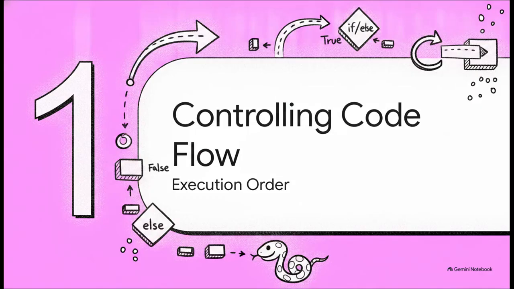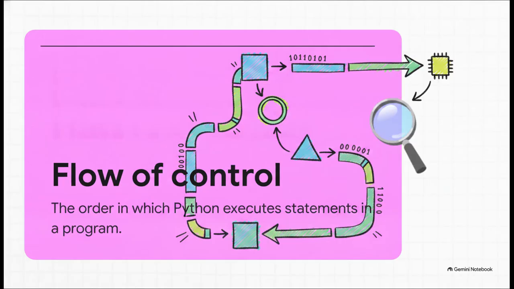All right, Section 1, Controlling the Code Flow. Let's start with the basics. So what do we actually mean by flow of control? Well, it's basically just the order in which Python executes the statements in a program. Think of it as the specific path the computer takes to read and act on your code.